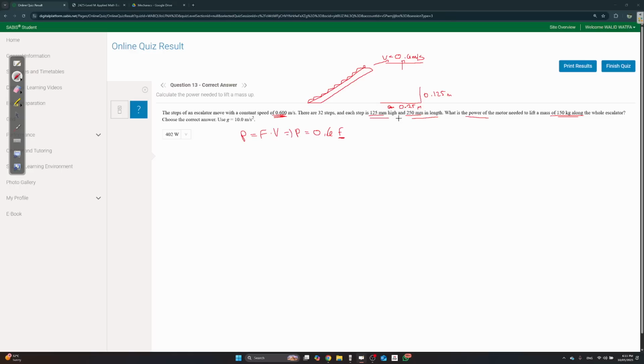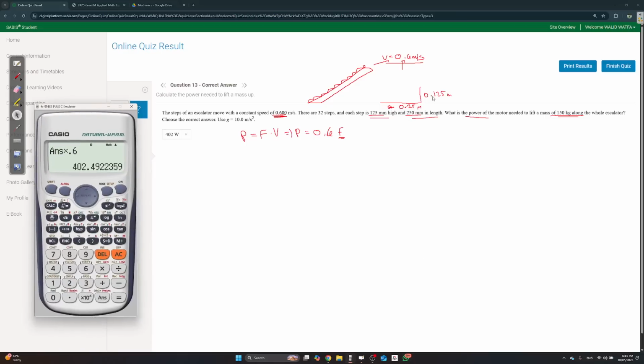The first thing that I'm going to find is what's the height? How high did I raise it? We know that the height of each stair is 0.125, and there's 32 of them. So let's do 0.125 times 32, and you get 4. So the final height is 4 meters. Here's a way that you can figure out what the work done is.